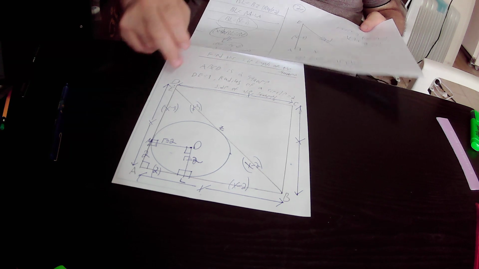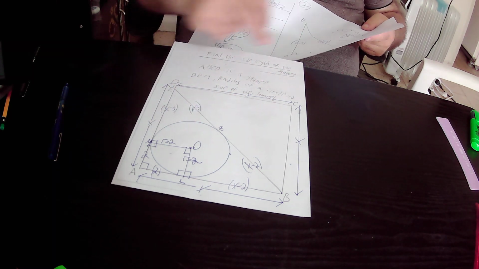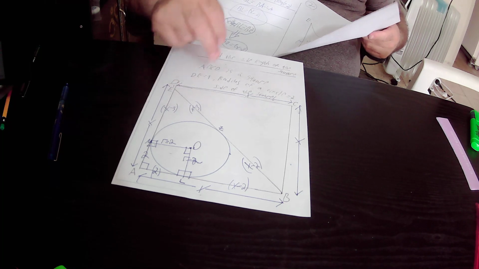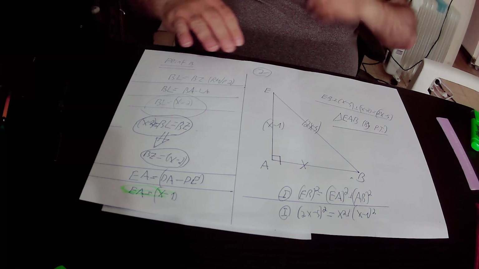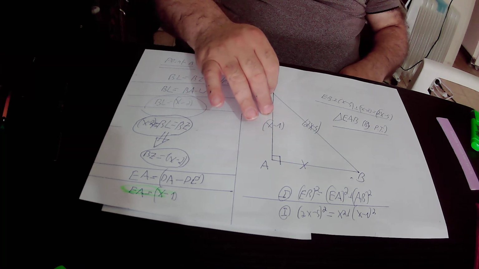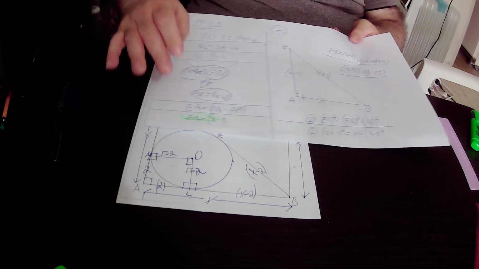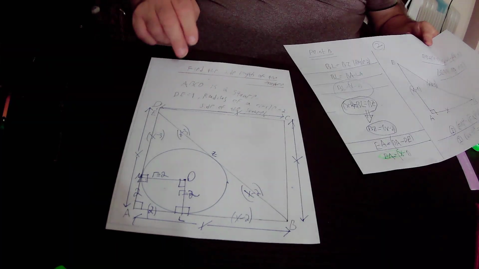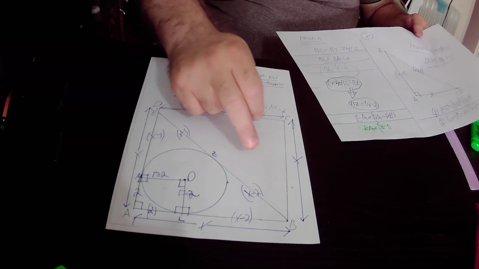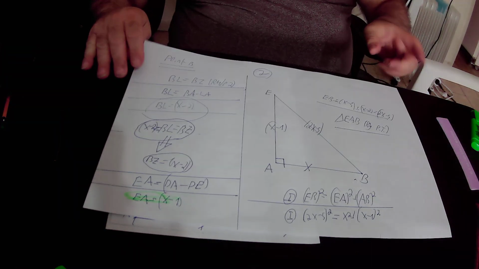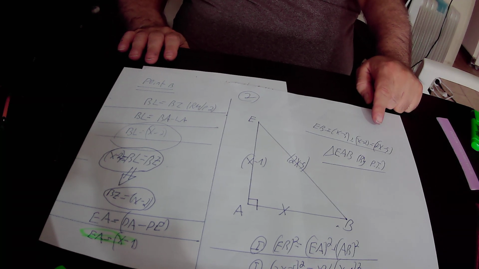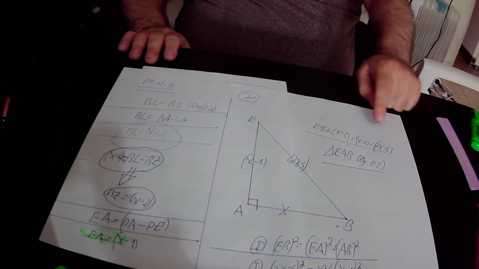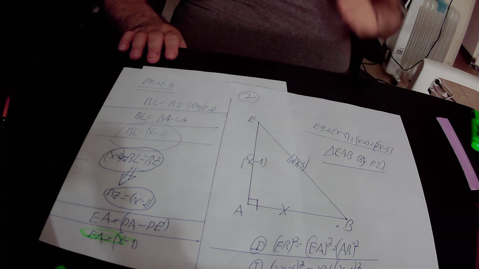Then I copied triangle EAB, the right triangle EAB, in this new page, and we implemented the Pythagoras theorem on this triangle. We just found out that EA equals X minus 1. AB equals X according to our definition, and the hypotenuse EB equals X minus 3 plus X minus 2. X plus X is 2X, and minus 3 plus minus 2 is minus 5. So in conclusion, the hypotenuse EB equals 2X minus 5.